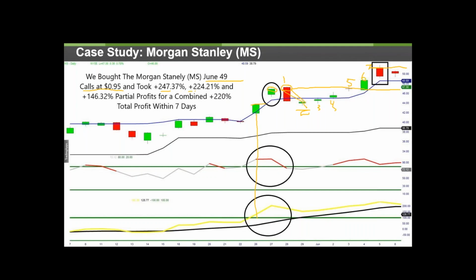out 247%, 224, and then 146% because of the gap. The gap up, we're like, look, we're already at our 200% plus total target. We averaged a total of 220% on this trade to hold it for 7 trading days. So take the quick stop.